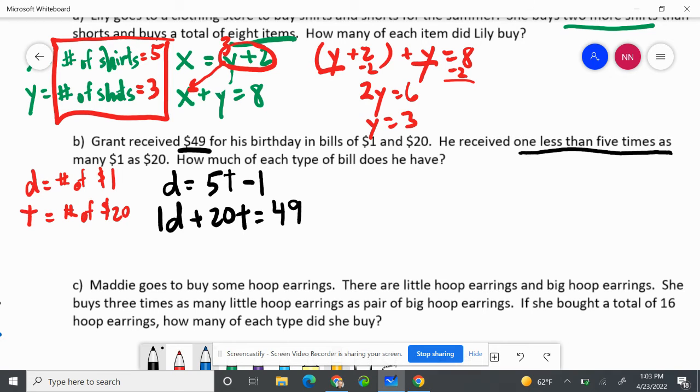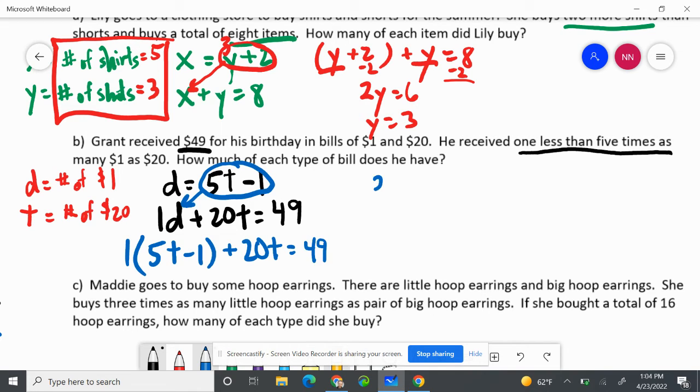So we're going to take our expression and plug it in for the D. So we get 5t minus 1, this whole expression. We could put a 1 right here, but it's not going to make a difference. And then we have 20t is equal to 49. 5t plus 20t gives us 25t, and then we have minus 1 is equal to 49. I'm going to add the 1, and that gives me 25t is equal to 50. When I divide by 25, I get t is equal to 2.